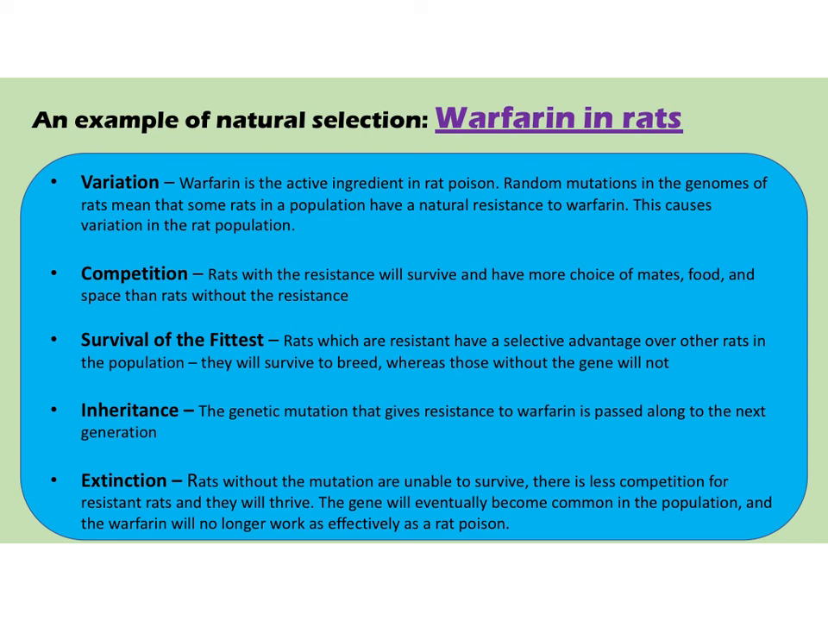Inheritance: the genetic mutation that gives the resistance to warfarin is passed along to the next generation. And extinction: rats without the mutation are unable to survive because they are susceptible to the rat poison. There is less competition for the resistant rats and they will thrive. The gene for warfarin resistance will eventually become common in the population over time, and the warfarin will no longer work as effectively as a rat poison.